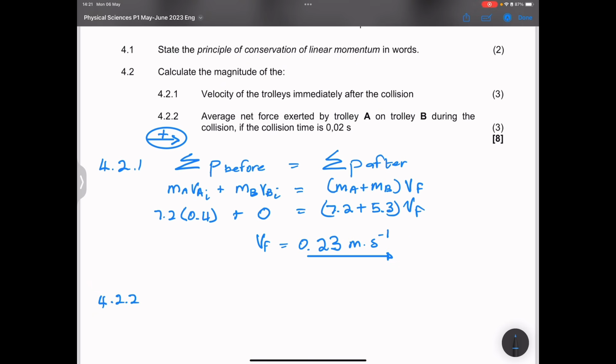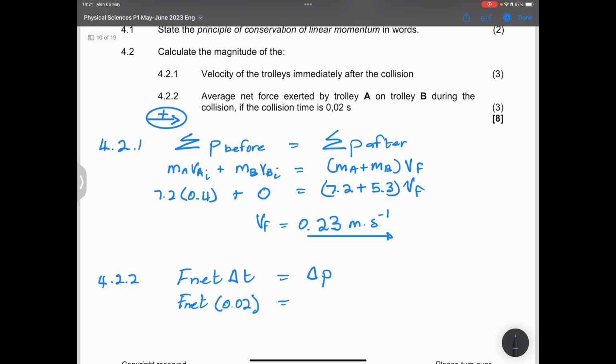4.2.2. So they said calculate the average net force exerted by trolley A on trolley B during the collision if the collision time is 0.02. So we want the force. So we're going to use the impulse-momentum equation, right? So F net delta t is equal to the change in momentum. So remember, we're going to only look at one of the trolleys, right? Because I'm looking for force, they've given me the time to be 0.02, right? So they said the average net force exerted by trolley A on trolley B, right? So I'm going to take the change in momentum of trolley A, right?